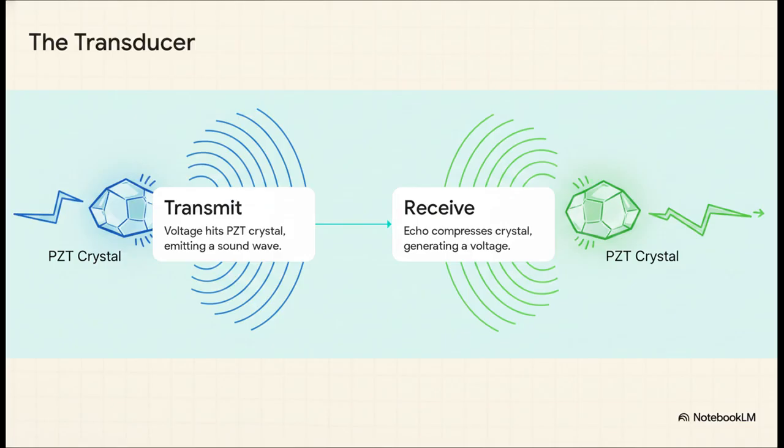It literally shouts. Then, in step 2, a returning sound wave, an echo, comes back and hits that same crystal, physically compressing it. That compression generates an electrical voltage the machine can then read. It's pretty amazing when you think about it. The exact same element is acting as both the speaker and the microphone.